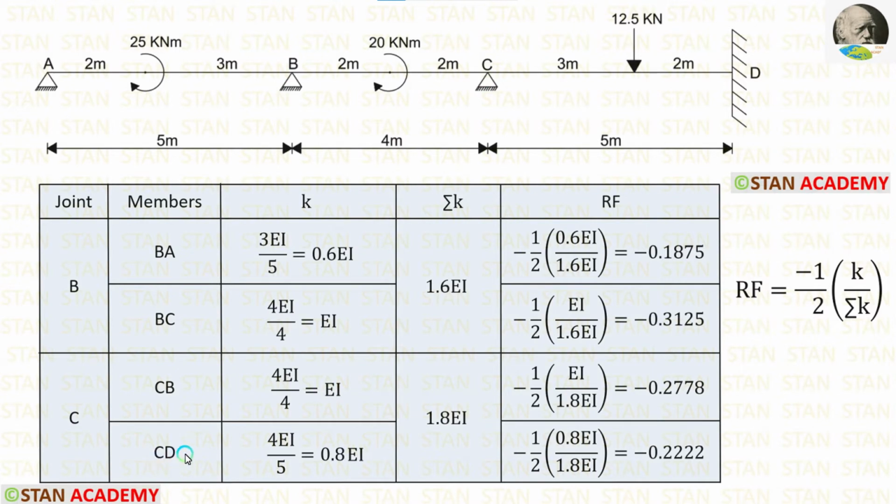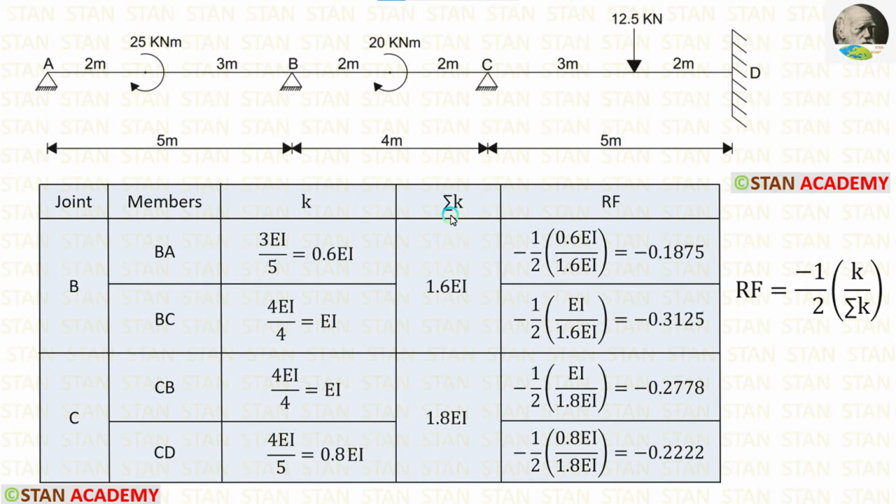Now, let us calculate the stiffness for CD. For that, from the joint C, we have to look at the point D. In the point D, there is a fixed support. If the far end is fixed, the formula for stiffness is 4EI upon L. Length of CD is 5 meter. Let us apply that. Finally, we are getting 0.8 EI.